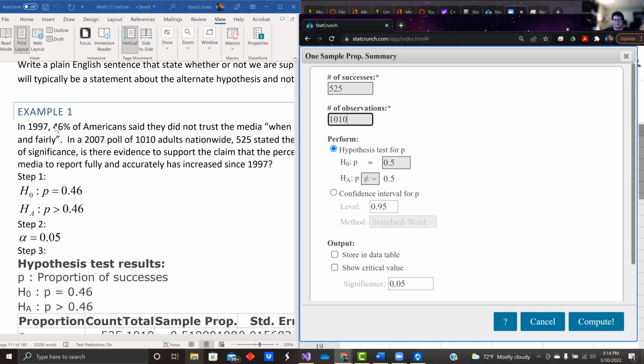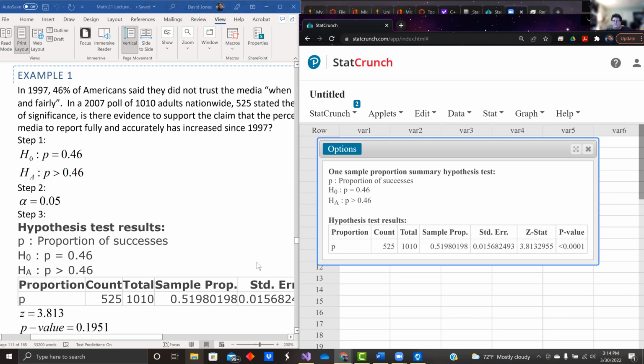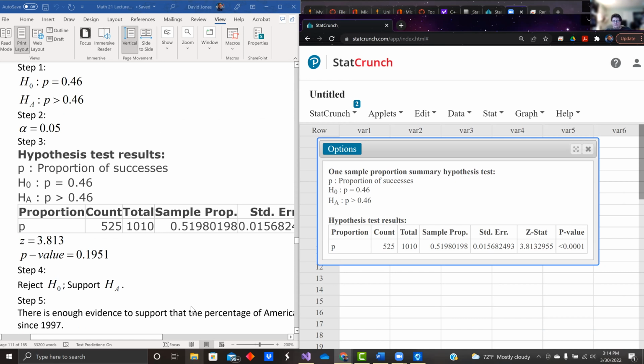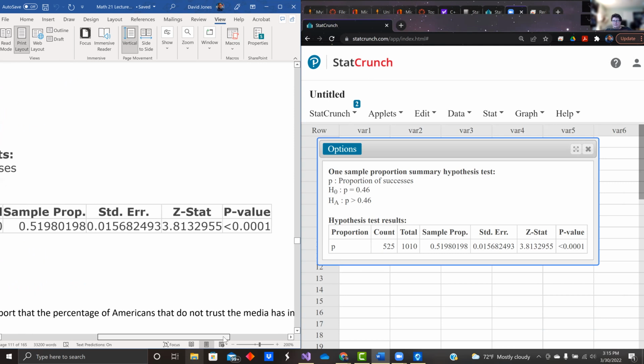My p is 46%, so I've got to put that in here. And they went with increased, so we're going to change this to increase. And when we click compute, we get these values, which are these values right here, hopefully. Should be the same screen.